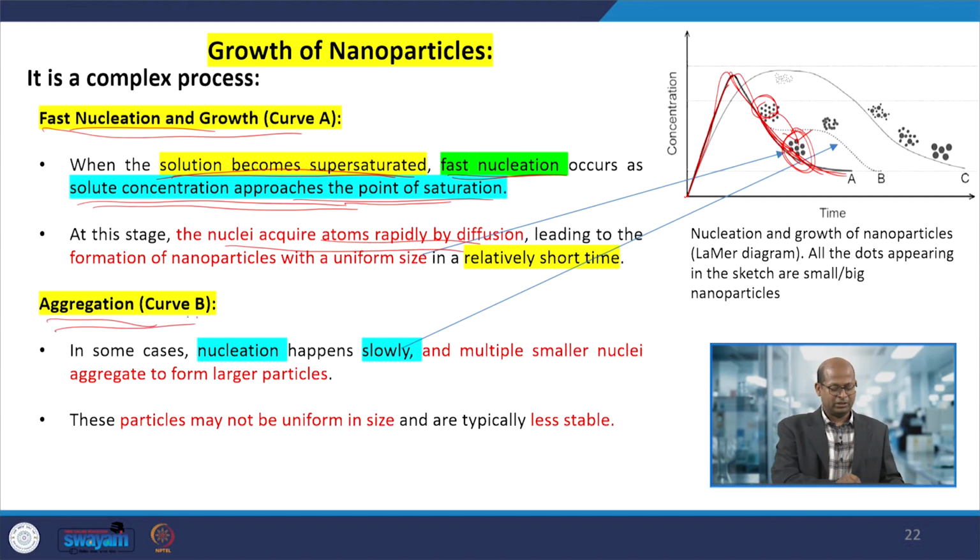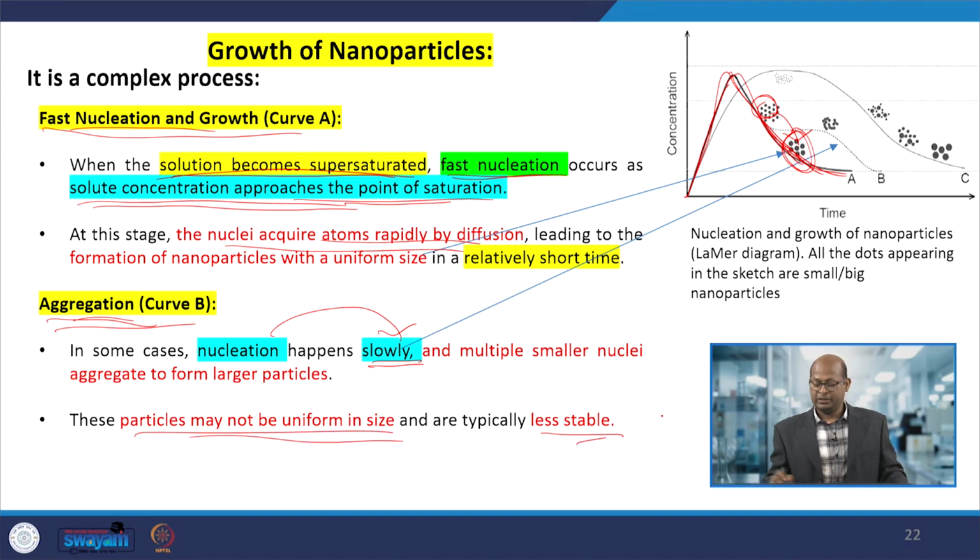In another type, the aggregation, that is curve B, you can see nucleation and growth would be slow. In this case, particles form, but they may not be uniform in size, and the particles formed this way are less stable. In fast nucleation and growth, the nucleation process is fast, and that way we can form the nanoparticles.